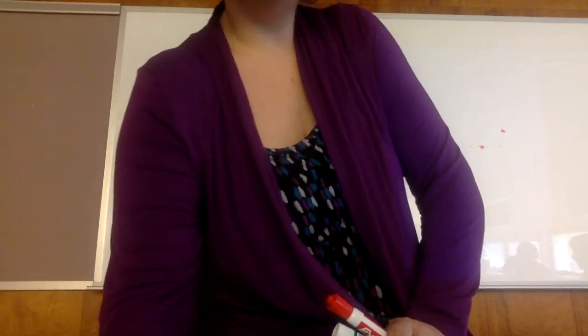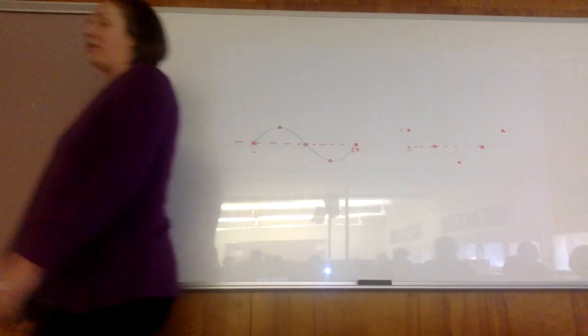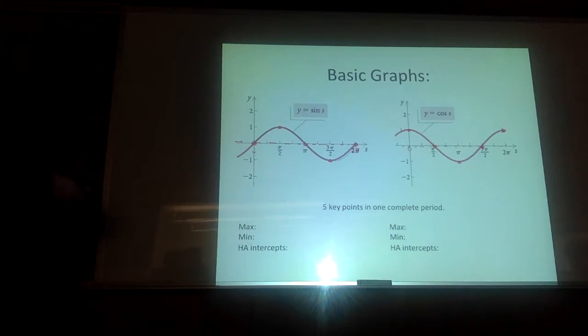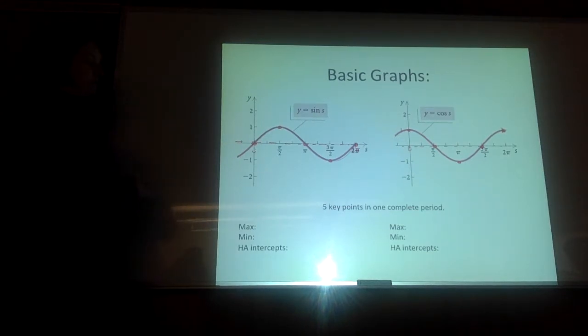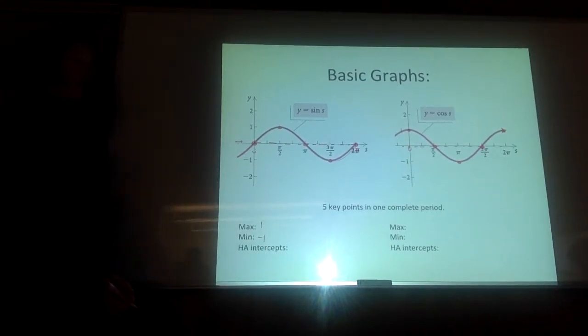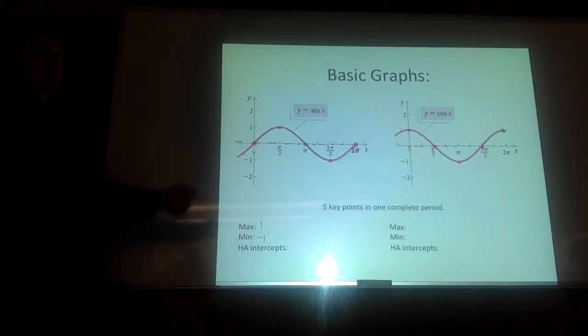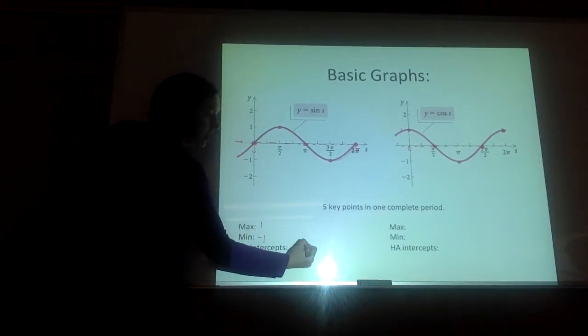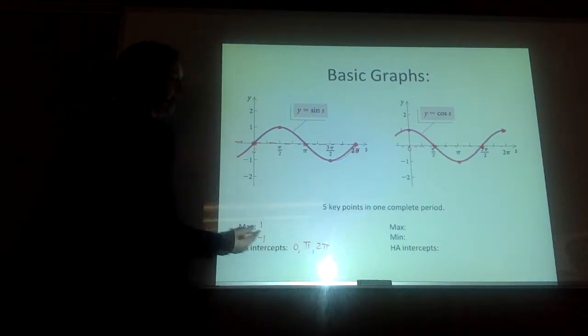Almost trouble-free. What's my maximum value of the sine graph? I'm just going to keep going. How high does it go? 1. Minimum: -1. What are my horizontal asymptote, which is the center of my wave intercepts? They are located at 0, pi, and 2 pi.